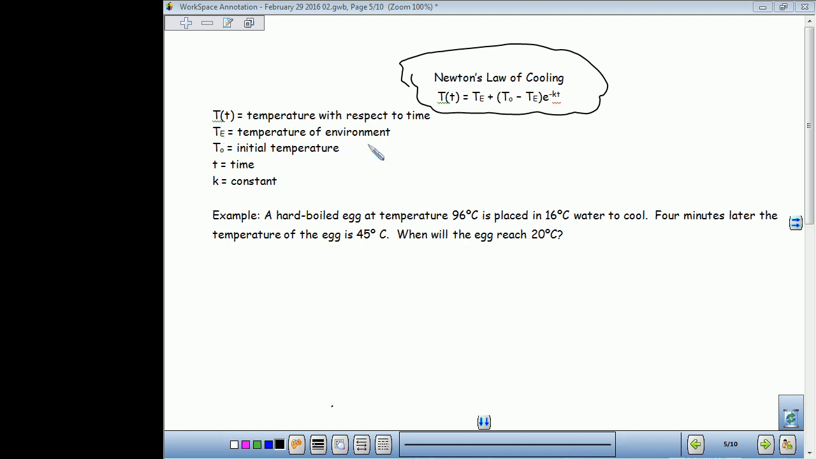T of E is the temperature of the environment. So if the environment was this classroom, the temperature is currently 73.4 degrees. That's the temperature of the environment. Now, if I had anything in here, like my cup of coffee right here, would the temperature of this cup of coffee ever fall below the temperature of the room? No. Okay, smart.